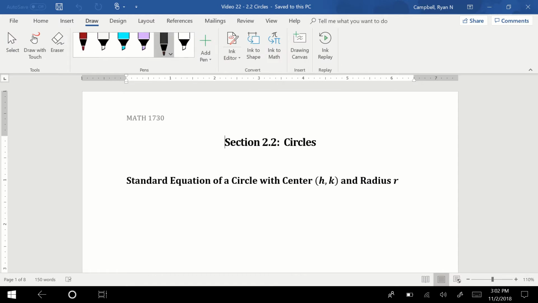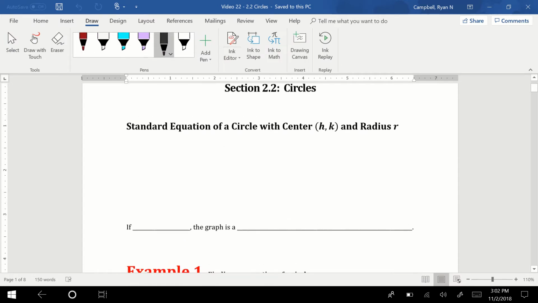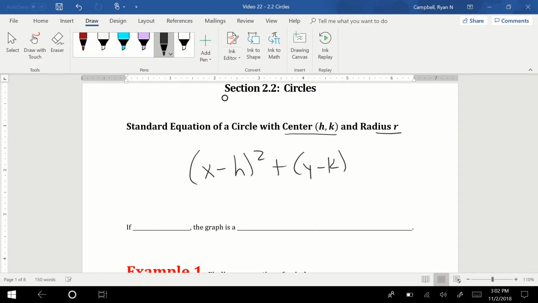All right, so we see that the standard equation, if we have a center at (h, k) and a radius of r, our equation is going to be (x minus h) squared plus (y minus k) squared equals r squared. Hopefully this is all just a big review for everybody, but in case it's not, it's (x minus h) squared plus (y minus k) squared equals r squared.